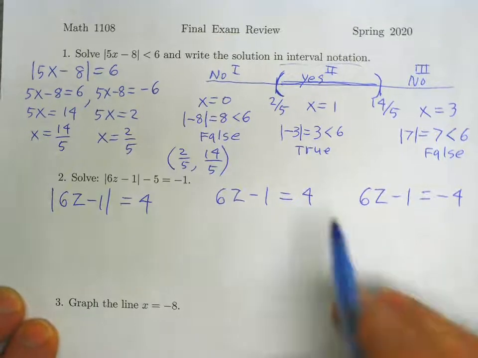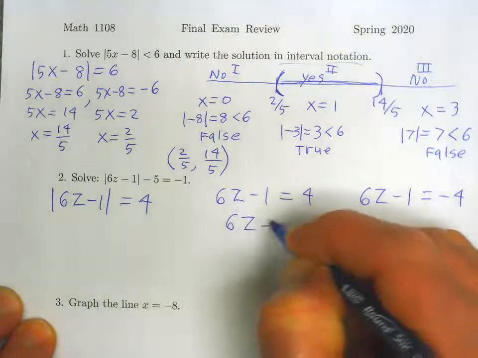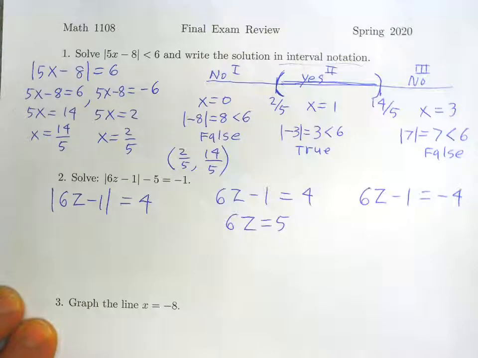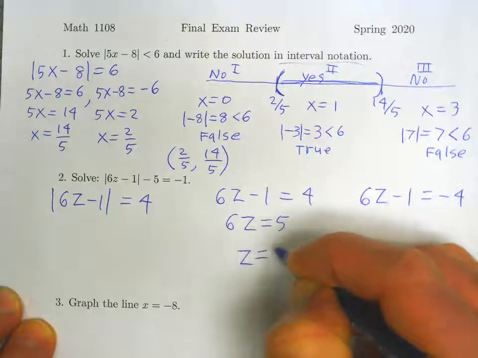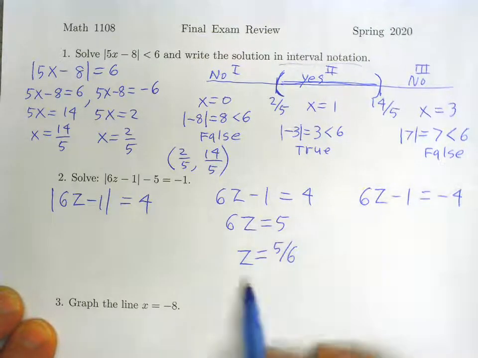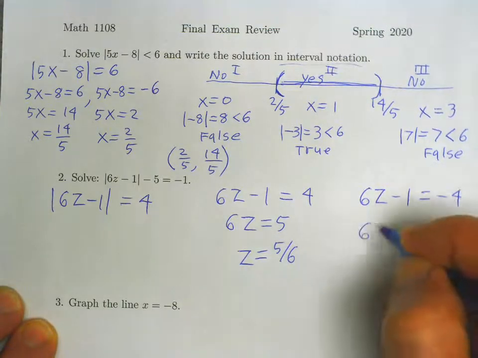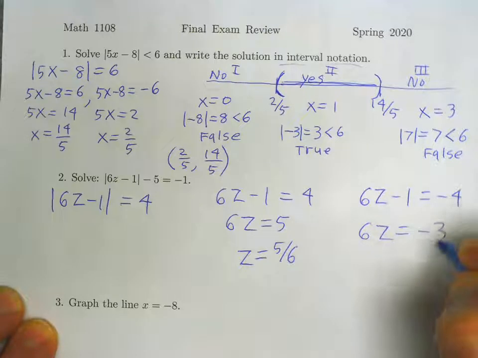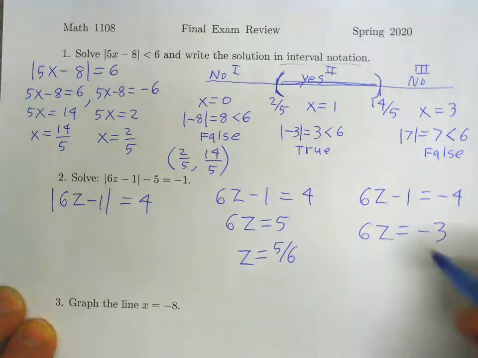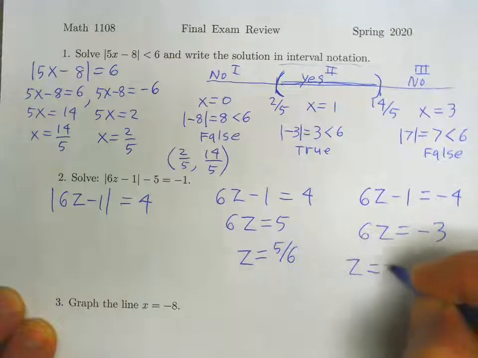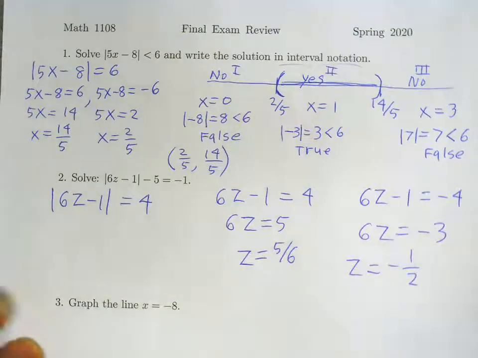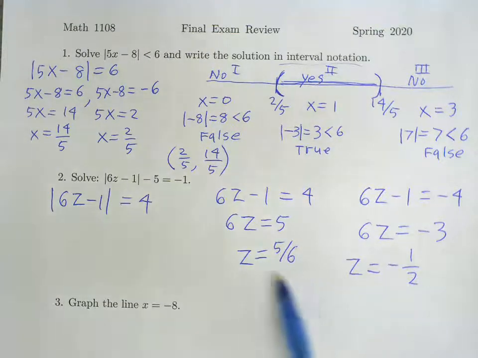Add 1 to both sides, 6z equals 5. Then divide both sides by 6, z equals 5/6. That's one of the solutions. In the other one, add 1 to both sides, 6z equals negative 3. Then divide both sides by 6, z equals negative 1/2. Okay, so those are the 2 solutions to that absolute value equation.